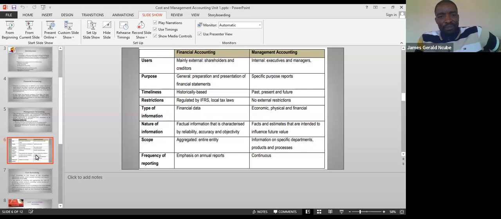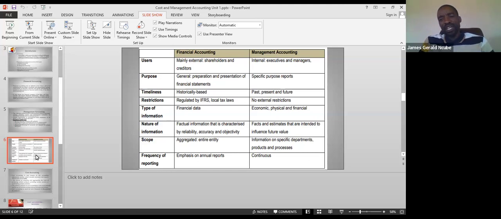Another difference, again, is on restrictions. As far as financial accounting is concerned, it is more regulated than management accounting because it must adhere to international financial reporting standards. It must be standardized. And also it must be done in accordance with local tax laws. It cannot just be done haphazardly. It must be within the prescribed international financial reporting standards, or IFRS.